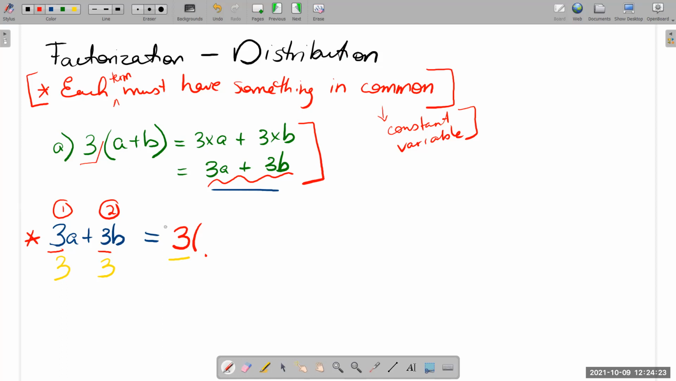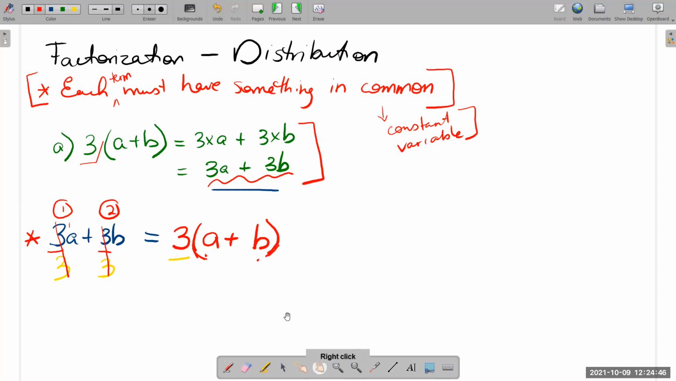And so what will we have left back? When I divide by 3, this will leave me back with 1, so I'm just going to end up with A. Plus, when I divide by 3, what's going to be left back? B. So essentially, you realize that factorization takes us back to our bracket version of our equation.